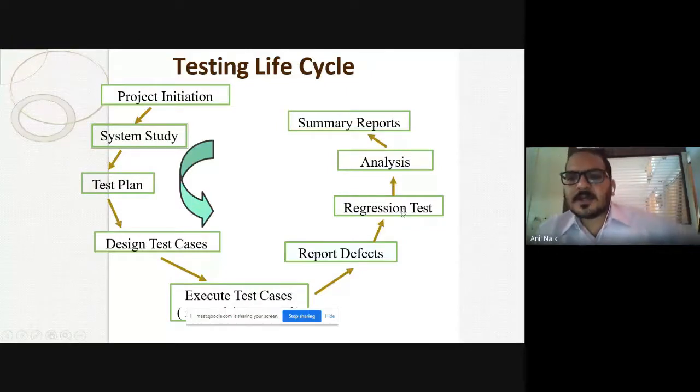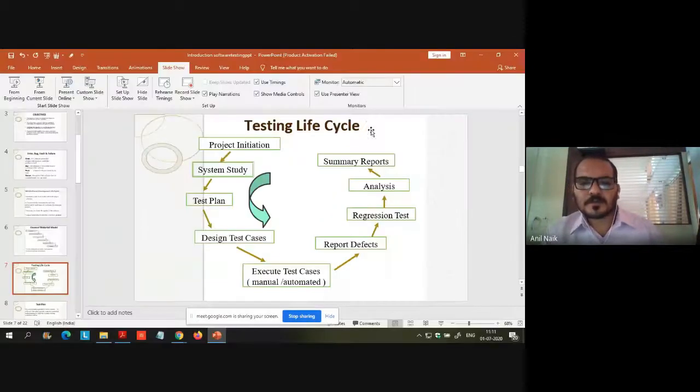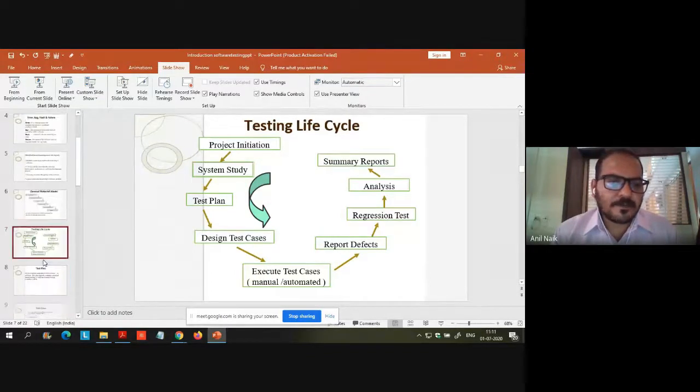Regression testing means that after finding the defects, we make changes. So that is the regression testing. Regression testing, analysis, and summary report. So this is about the testing life cycle.